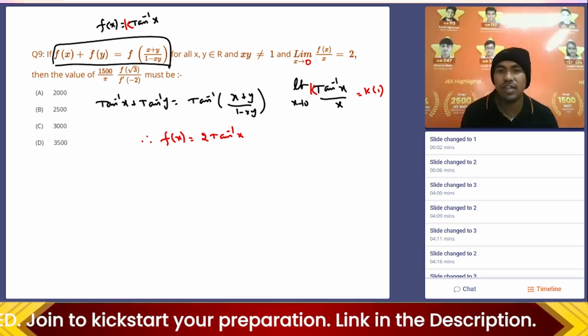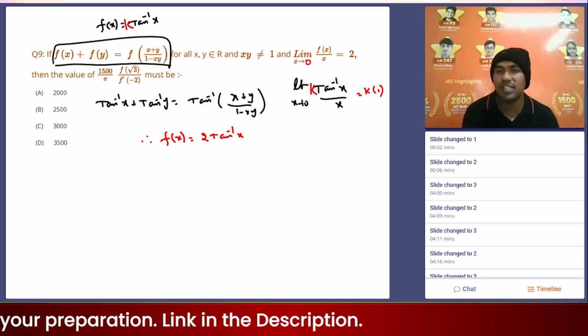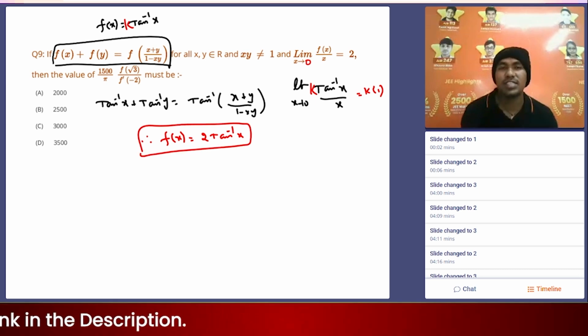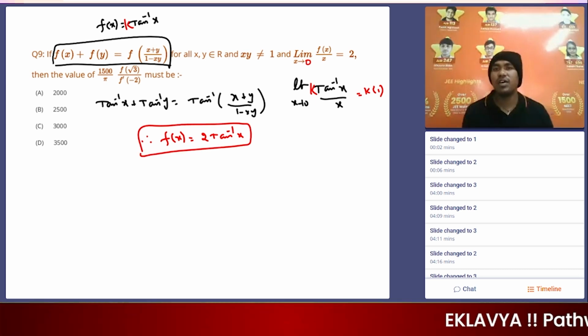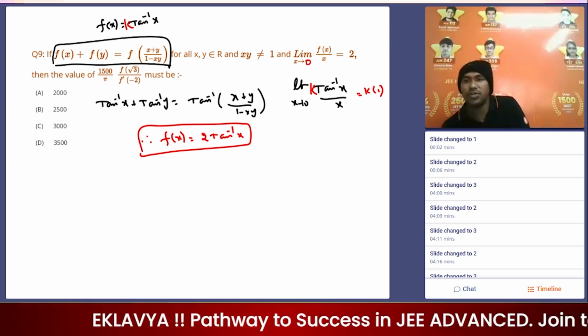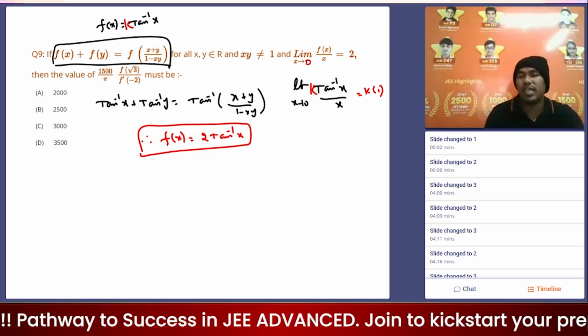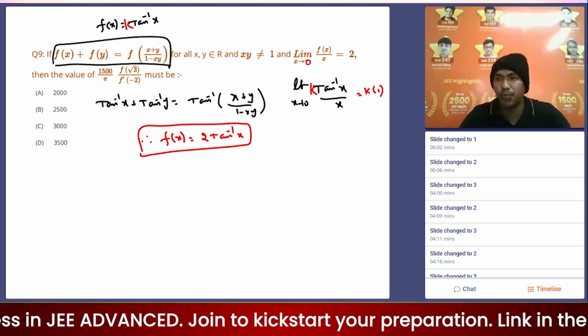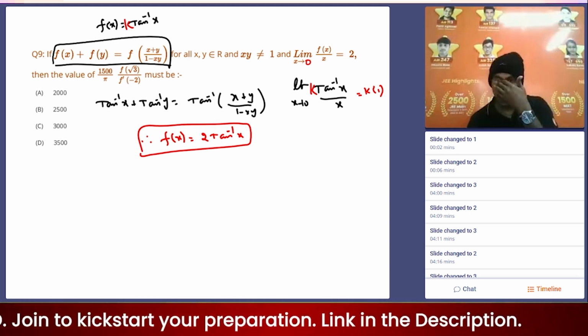This is our f of x which satisfies the given condition, that is f of x plus f of y is equal to f of (x plus y) by (1 minus xy), and limit as x tends to 0, the f of x by x value is going to be 2. Is it clear? Next, what they are asking?